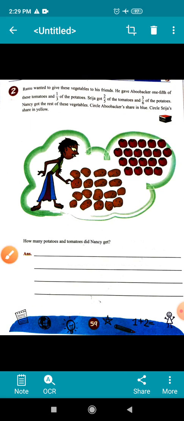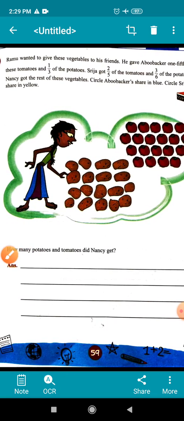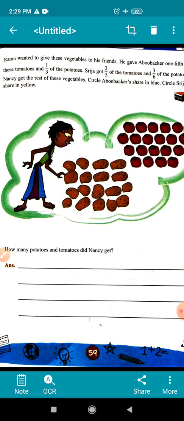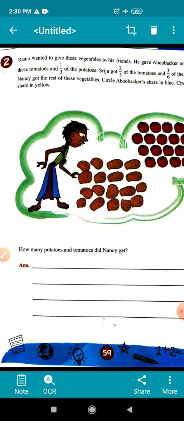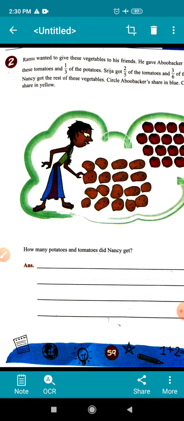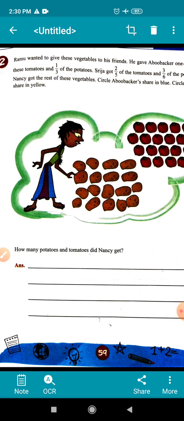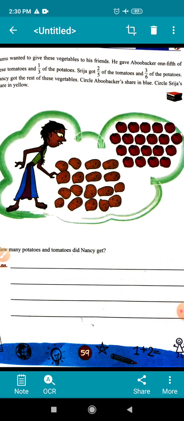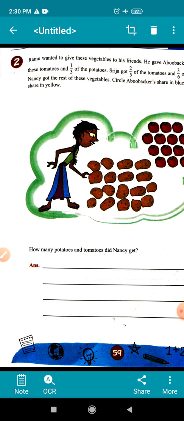Here you can see Ramu wanted to give these vegetables to his friends. He gave Abu Bakr 1/5 of these tomatoes and 1/3 of the potatoes. Shiza got 2 by 5 of the tomatoes and 3 by 6 of the potatoes, and Nancy got the rest of these vegetables. Circle Abu Bakr's share in blue, circle Shiza's share in yellow. And after that, how many potatoes and tomatoes did Nancy get?